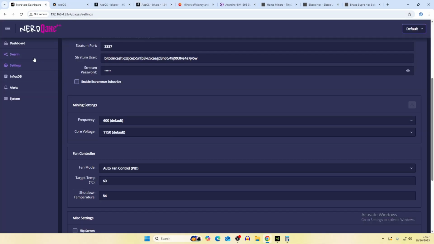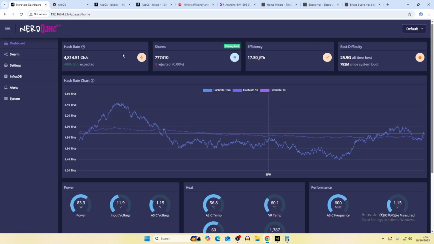The main one would be the NerdQAxe. We can never get this to even touch on or below 15 joules per terahash for both of them, even the parasite and the normal one. The normal one technically should be more efficient because of that copper heat sink that we have on it, but it does hover only around 17 joules per terahash. That's on the default settings.